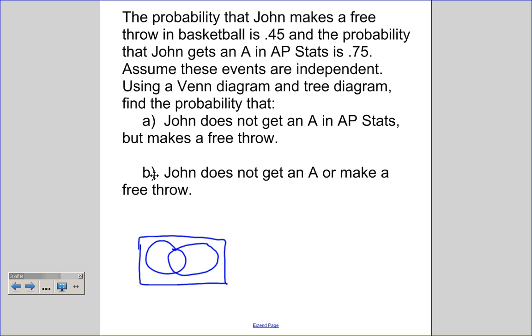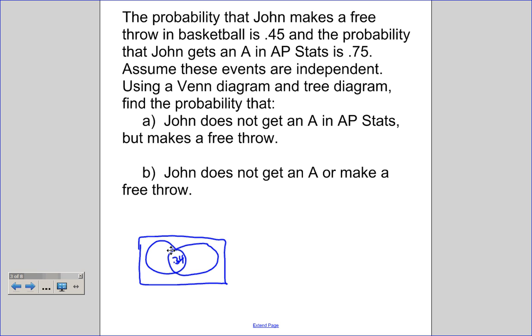So the probability that he makes a free throw is 0.45. The probability that he gets an A in AP Stats is 0.75. Now to find the probability that both of them occur, I'm going to take 0.45 times 0.75. And that's 0.3375, so let's say that's 0.34, just because I don't have a lot of room here. So 0.34 is the probability that both of those things occur.